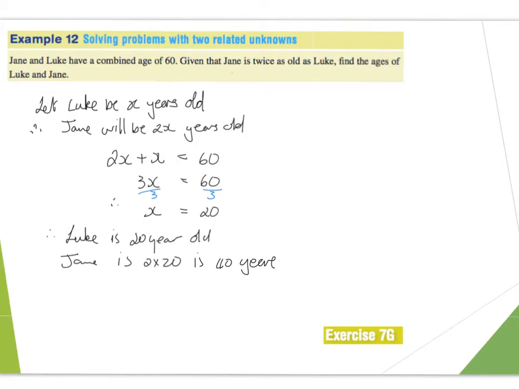Can you check your answer? So let's just fix up. Years old. Okay, can you check your answer? Yep, 20 years plus 40 years is 60 years, and that combined to an age of 60 years.